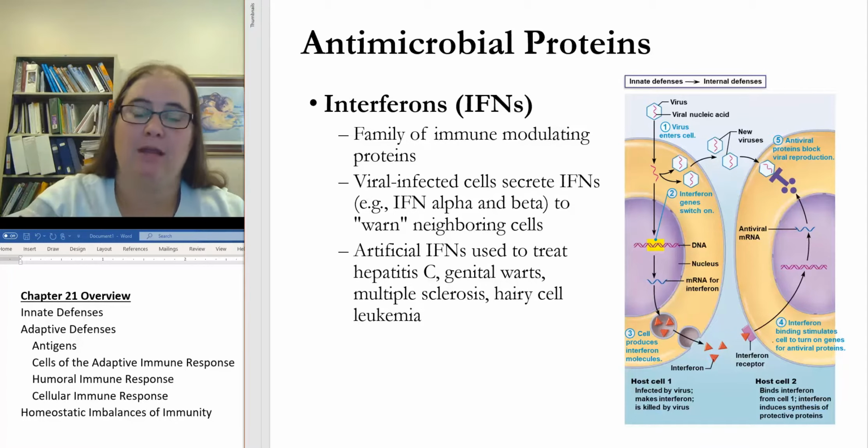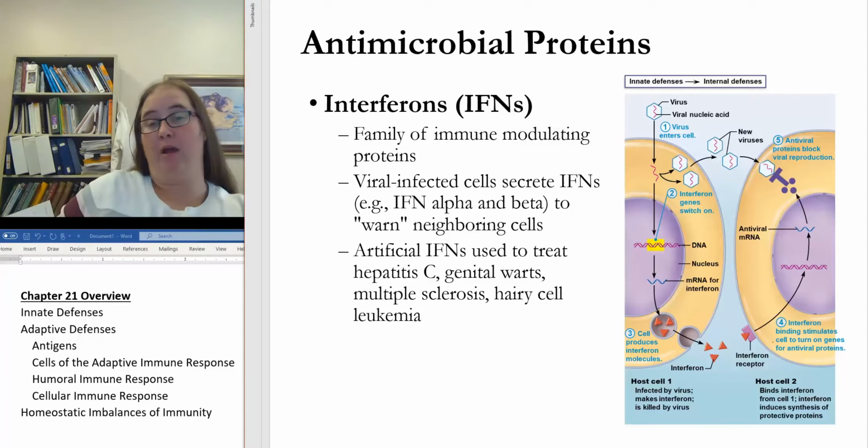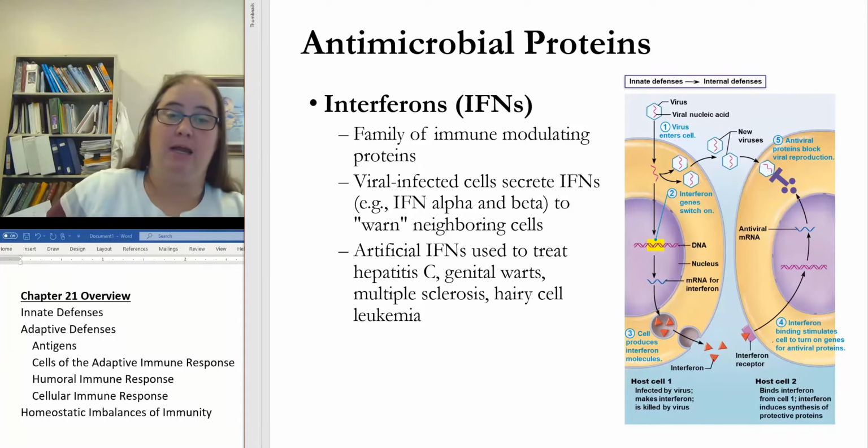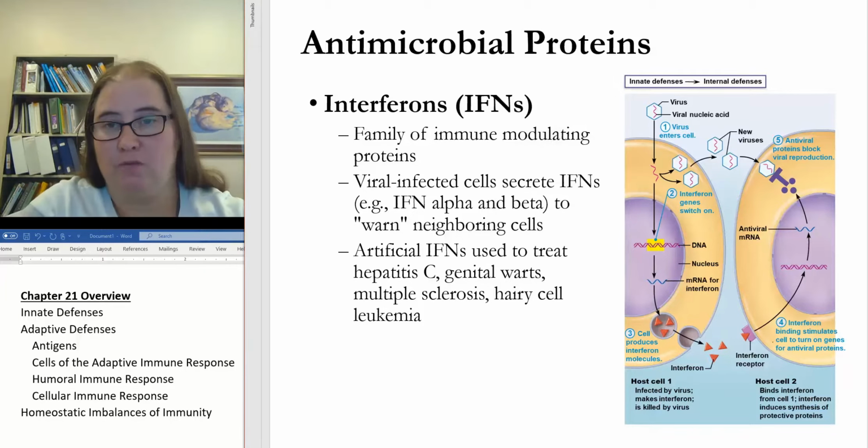Now, there's a number of artificial interferons that have been developed by pharmaceuticals over the years to treat a number of different types of viruses. So, for example, hepatitis C, genital warts, multiple sclerosis, hairy cell leukemia, which is a type of leukemia. So you can make these in the lab and give them via an injection into a person, or intravenously into a person, and have those protect against viral replication.